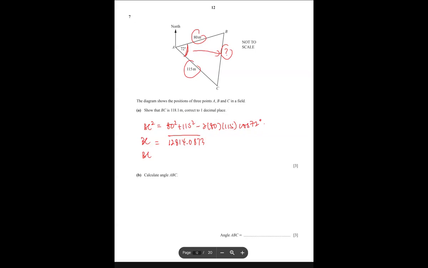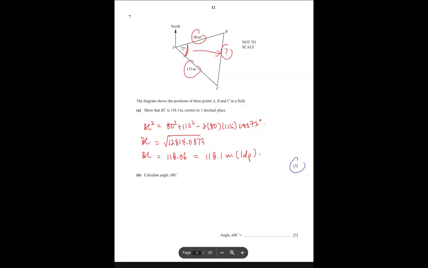A squared plus 115 squared plus 2 times 80 times 115 cosine 72. Yeah, 118.06. Okay, so this is 118.06 to 1 dp, 0.1. Okay, calculate angle ABC. Oh, by the way, realize the cosine rule is worth 3 marks.